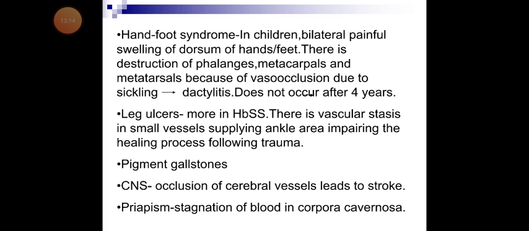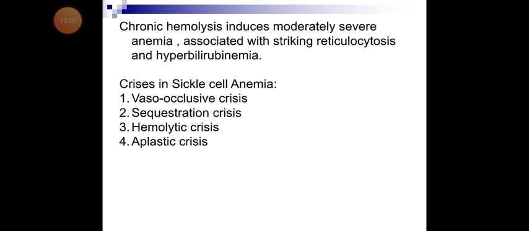Hand-foot syndrome is bilateral painful swelling of the dorsum of the hand. It is a destruction of the phalanges, metacarpals and metatarsals because of vaso-occlusion due to sickling, and dactylitis. Chronic hemolysis induces moderately severe anemia associated with striking reticulocytosis and hyperbilirubinemia.